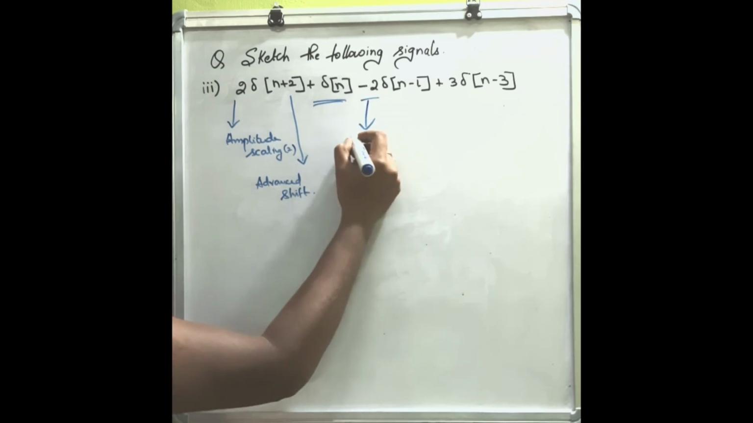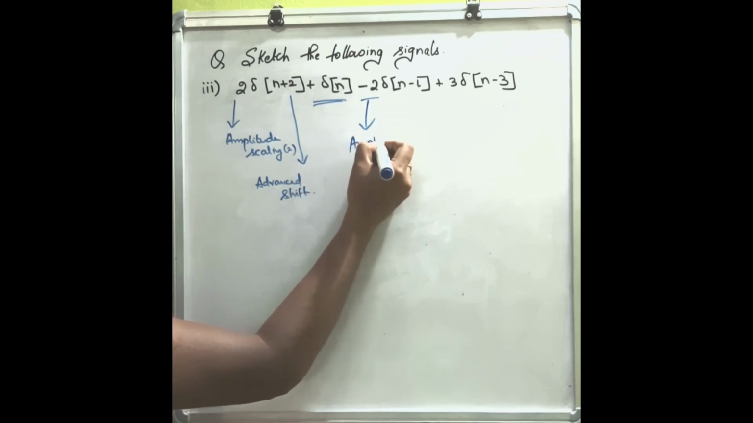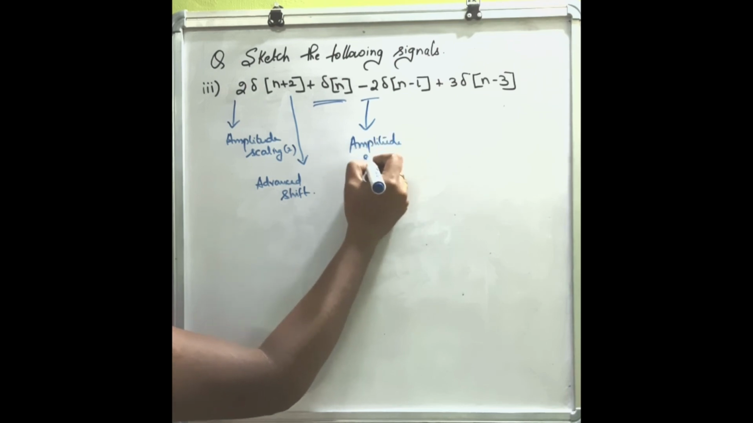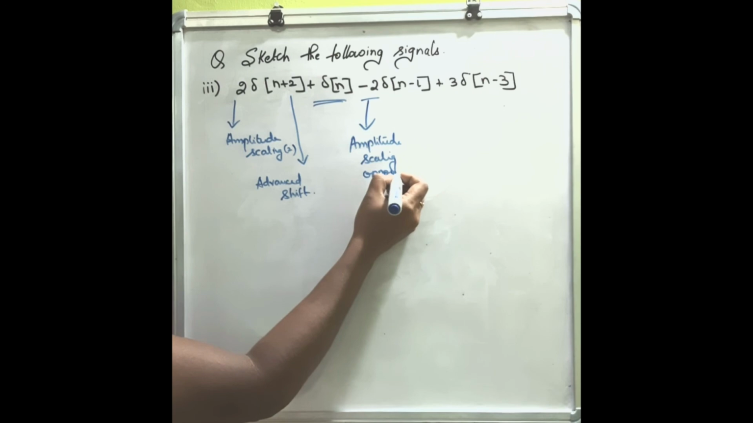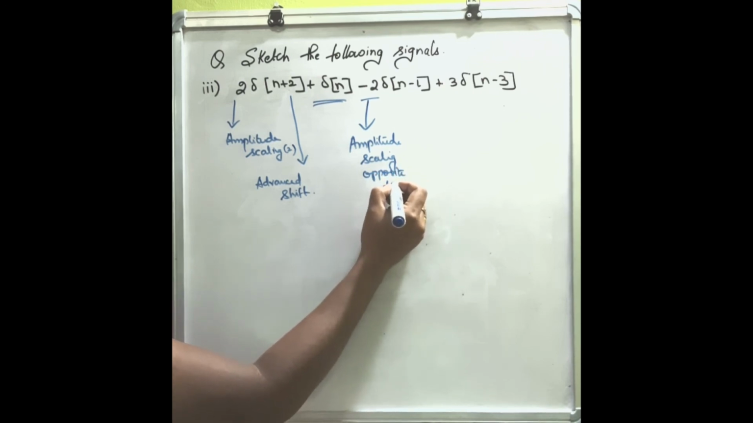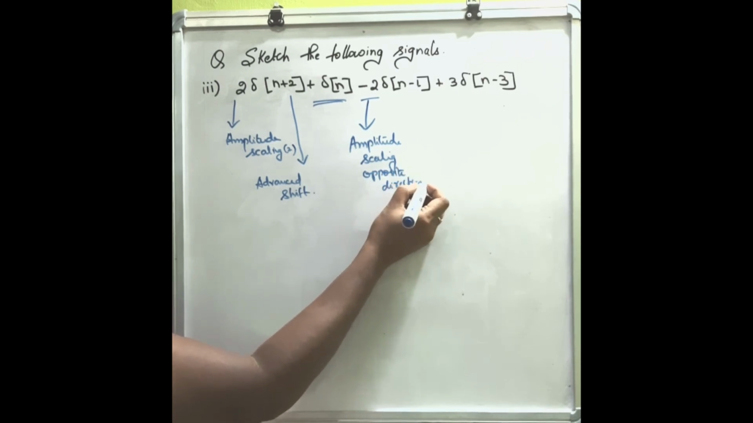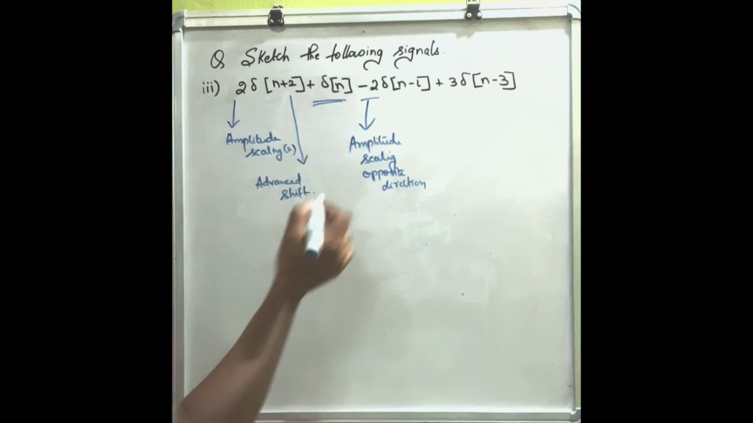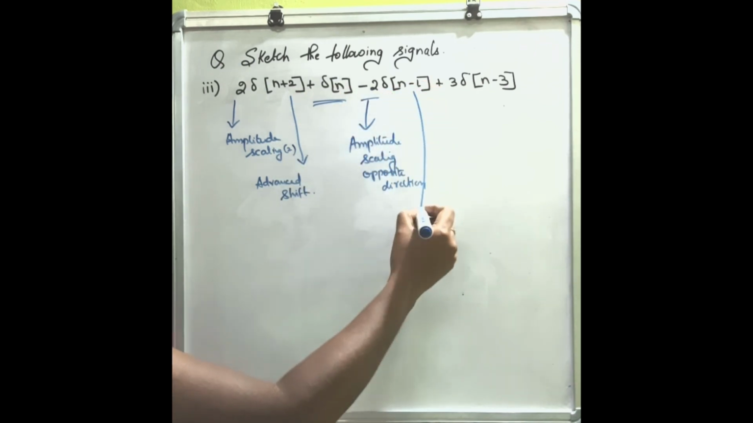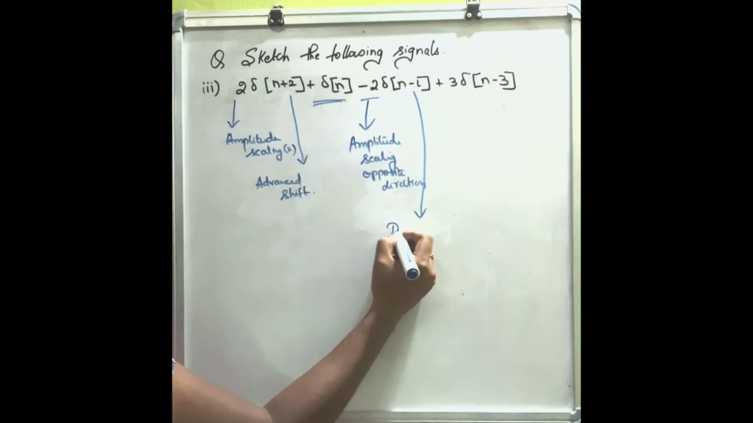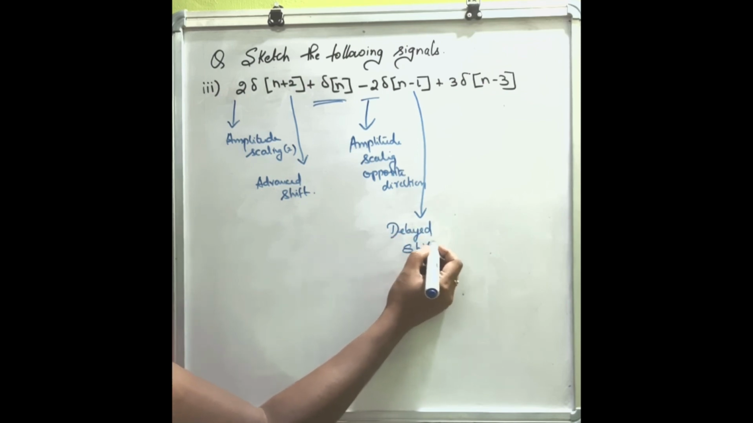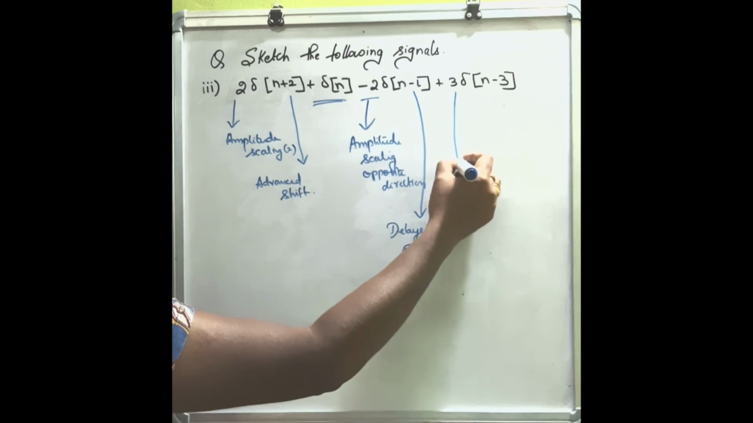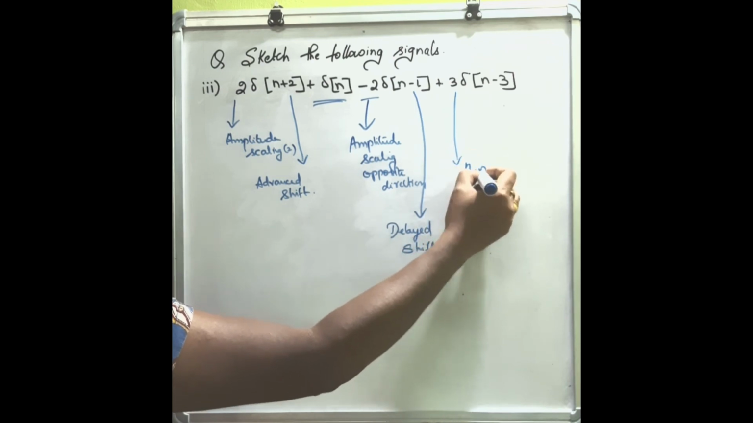Minus 2, amplitude scaling again, but in the opposite direction, since minus 2 is given. Now again minus 1. Minus 1 refers to delayed shift. Then again 3 is your amplitude scaling.